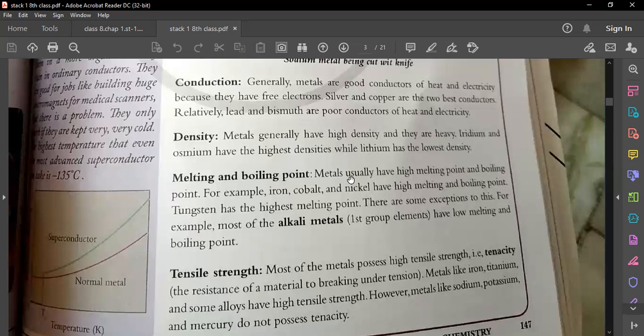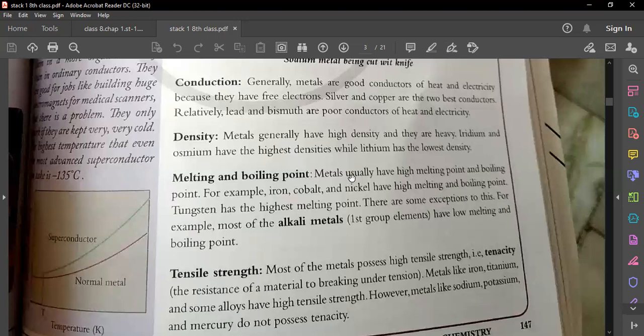First, tell me what are the elements in the alkali metals? Lithium, sodium, potassium, rubidium, cesium, and francium. Very good. Vedika, what about you? What are the elements in the alkali metals? Lithium, sodium, potassium, rubidium, osmium, francium. Osmium is there?